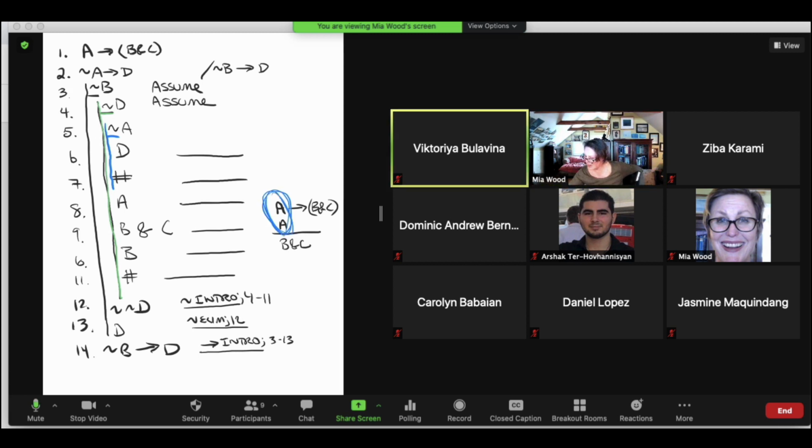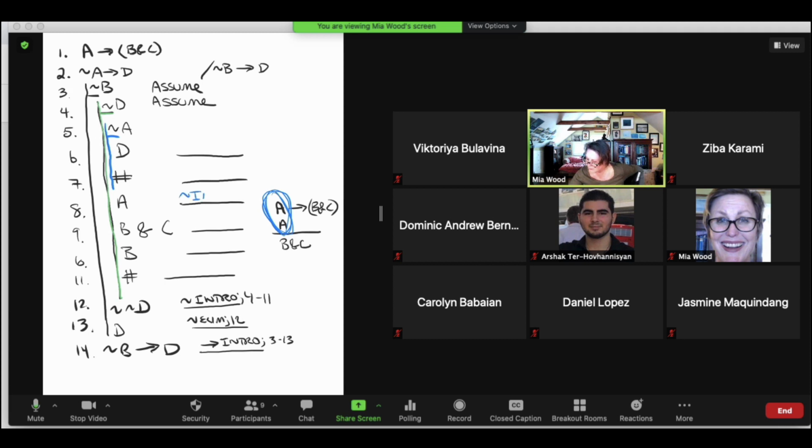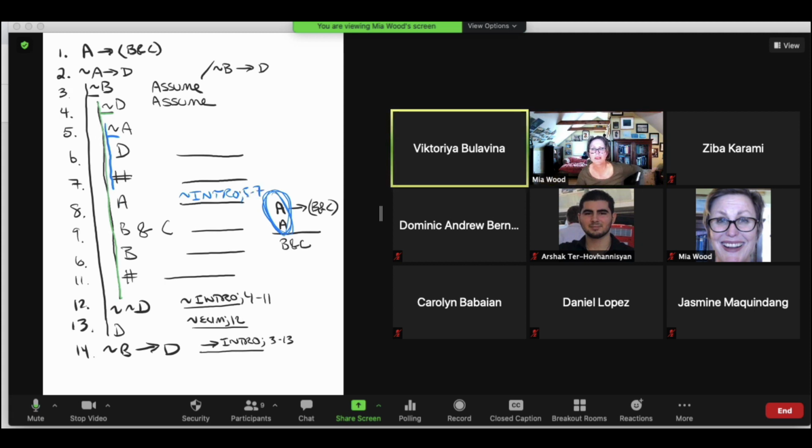I was looking at lines 1 and 8. You were talking about how 8 is actually the negation intro from 5 through 7. That's what you were talking about, right? That it's 2 parts. Yeah.